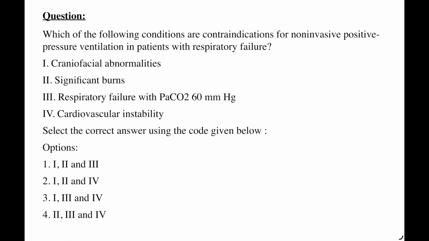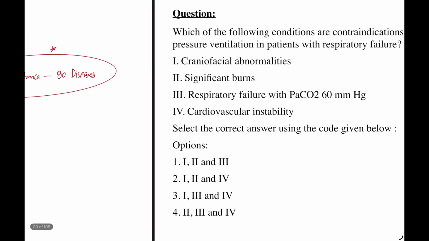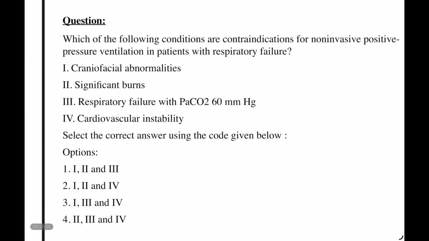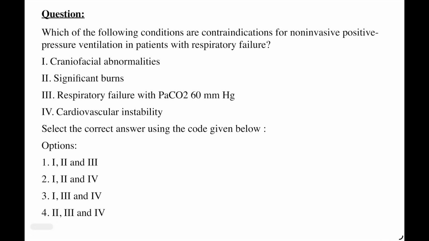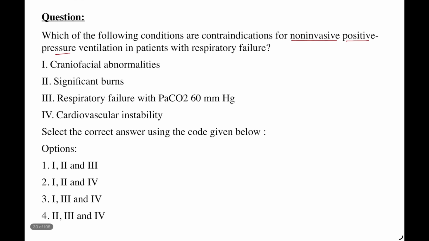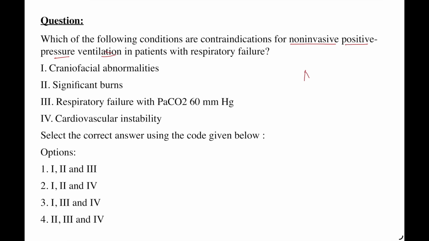Now we're still in respiratory medicine, that is pulmonology. So there is a question on non-invasive positive pressure ventilation, NIPPV. This is the condition, and this question is taken from Harrison again.